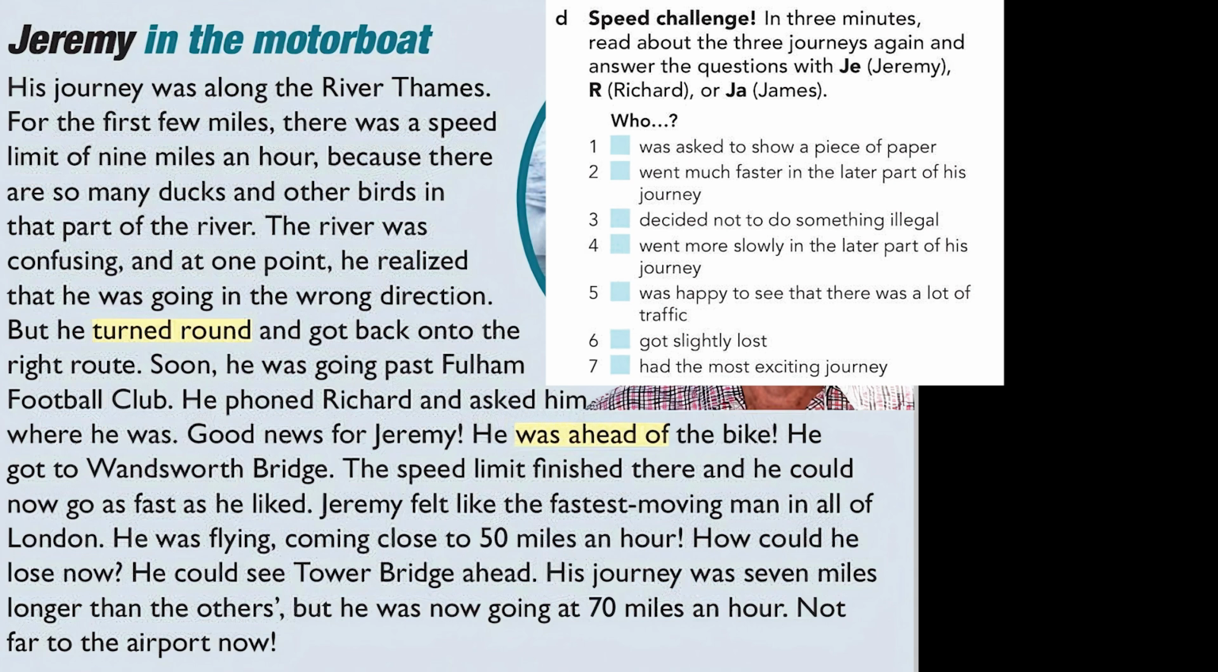Good news for Jeremy, he was ahead of the bike. He got to Wandsworth Bridge. The speed limit finished there, and he could now go as fast as he liked. Jeremy felt like the fastest moving man in all of London. He was flying, coming close to 50 miles an hour. How could he lose now? He could see Tower Bridge ahead. His journey was 7 miles longer than the others, but he was now going at 70 miles an hour, not far to the airport now.